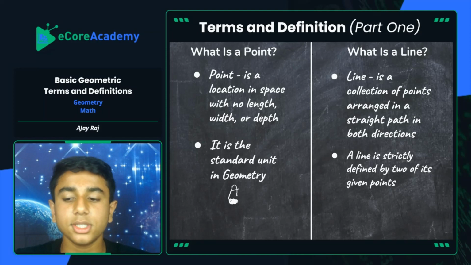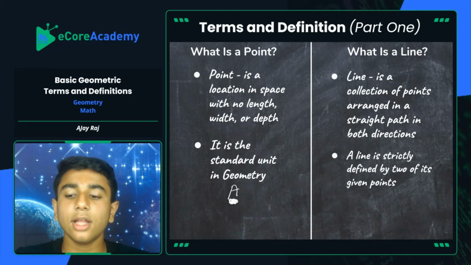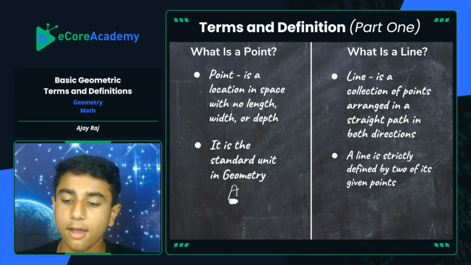So since it increases infinitely, you cannot calculate the length of a line. It's infinite. It's just said infinite. And all lines have the same length just because of that reason. And a line is strictly defined by two of its given points. So say, for example, we have two dots here, two points. We're going to build up off of what a point is.